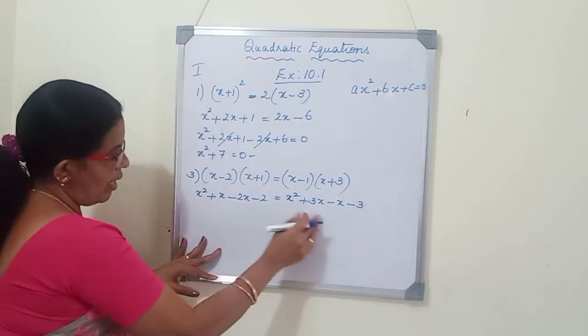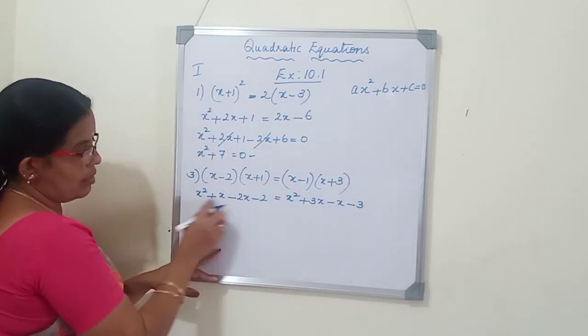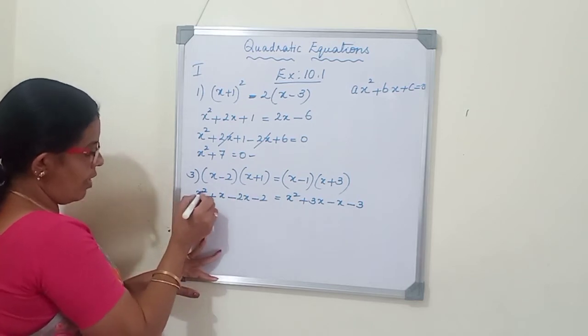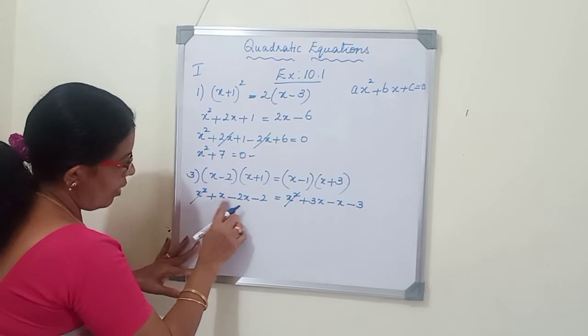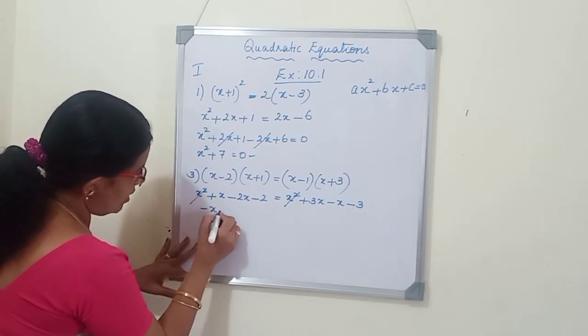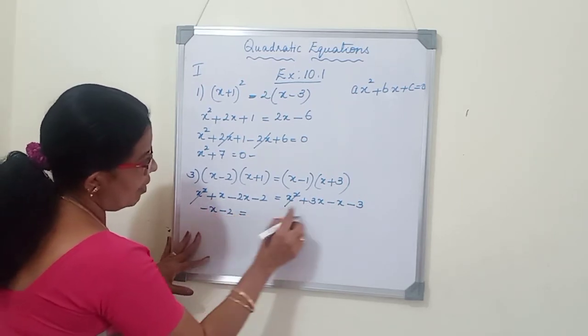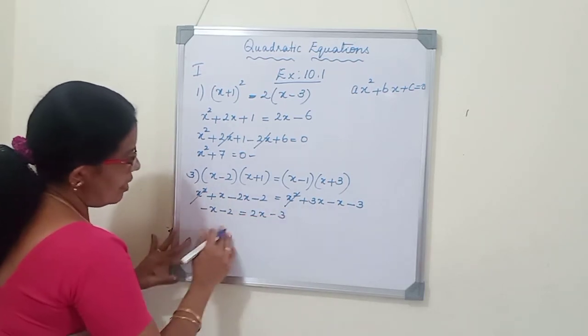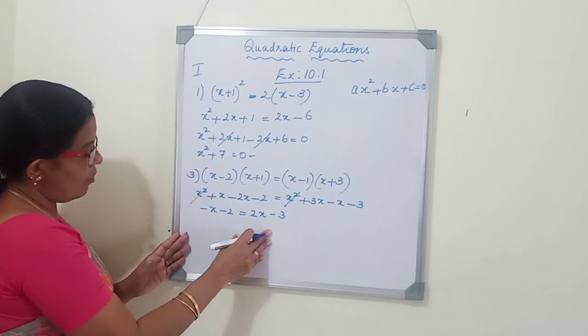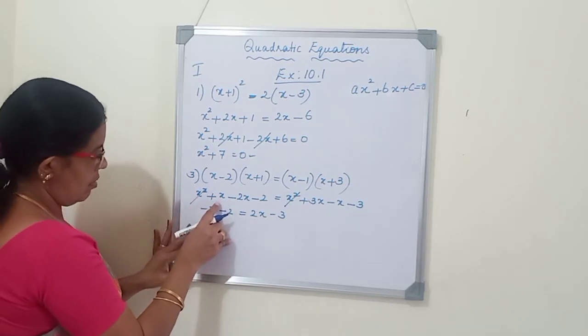Now on both sides of the equation, x² is common, same variable, same sign, so we will directly cancel. Now x − 2x is −x − 2, equal to 3x − x is 2x − 3. Now itself we can say it is not a quadratic equation because the x² term is not there.